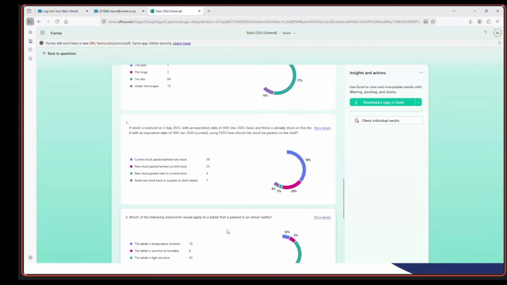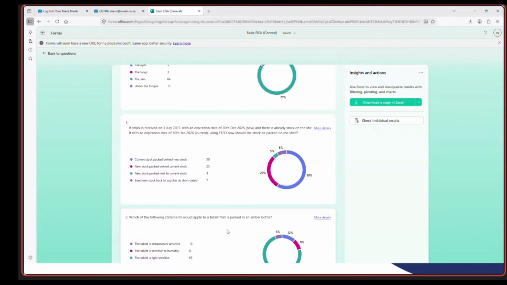That's the correct answer. So if you look at the others, you will see your new stock is then expiring first, but you can't put it behind your current stock. New stock next to your current stock, that's not something that we normally do. And then you send the new stock back because it's short dated. It may be correct, but your question asks, how do you pack them on the shelf?